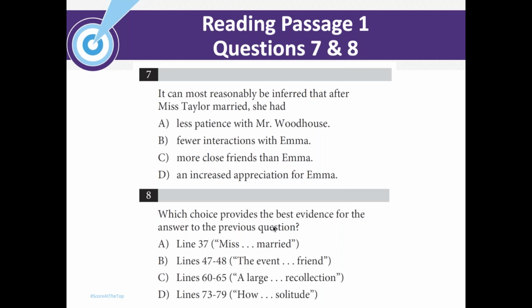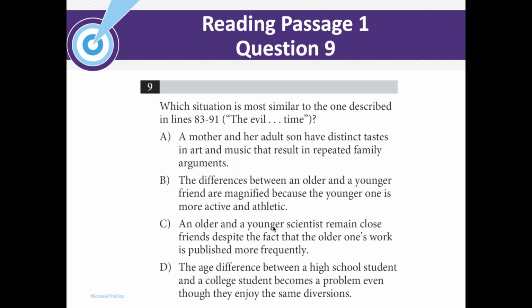And then my final question is kind of an interesting one. We have to look at this description in the very last chunk of text about Mr. Woodhouse. It describes who he is, how he's older, and though he was beloved. We have to now think about what this character is like. And we have to read each of these little scenarios and figure out which one is in alignment with the description of Mr. Woodhouse's character. And for this one, it's going to be B. So 9 is going to be B. The differences between an older and younger friend are magnified because the younger one is more active and athletic.